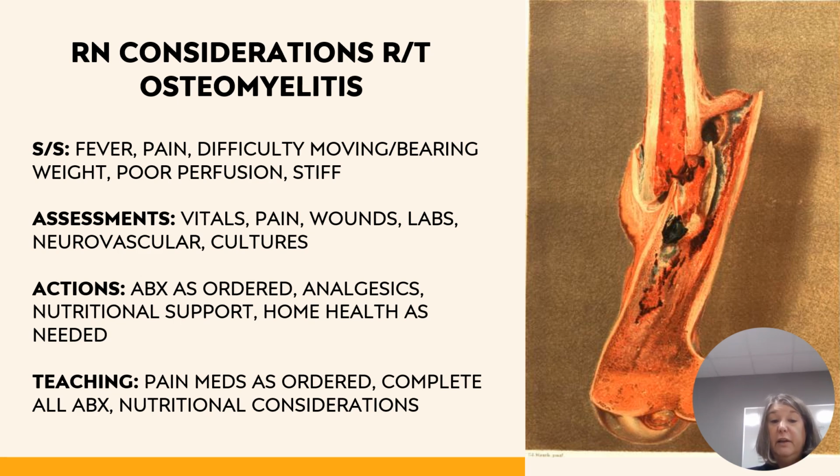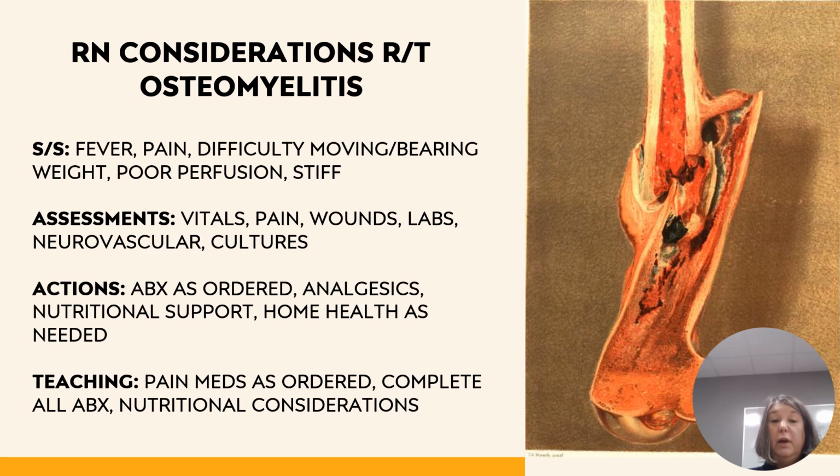So common findings are a high fever, all right, especially when we have bacteremia. So we are talking like greater than 101 in an adult. In a kid, 101, not that crazy, but in an adult, that's a pretty severe fever. Again, with the pain, warmth at the affected area. They're going to have difficulty moving because we're going to have inflammation. They're going to have difficulty bearing weight on the affected side, poor perfusion.